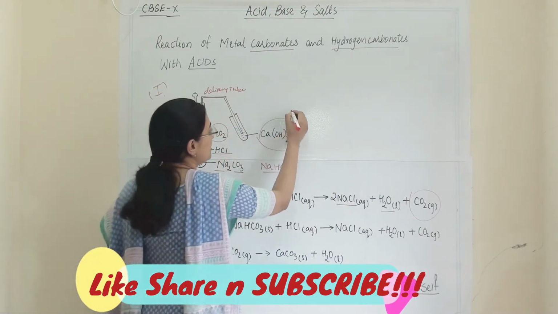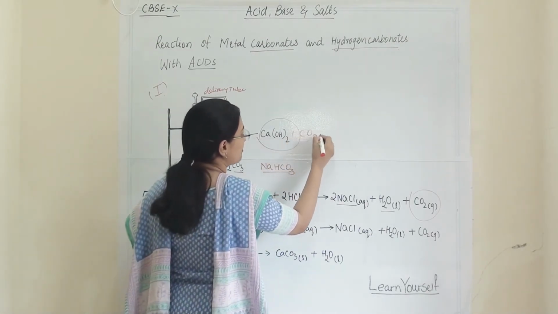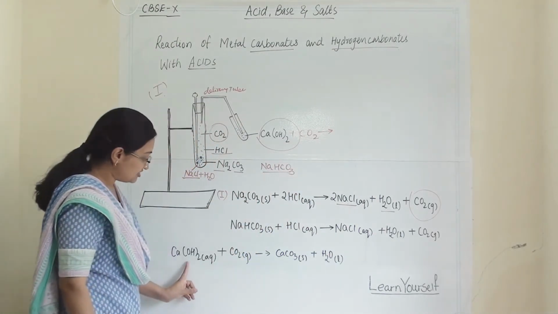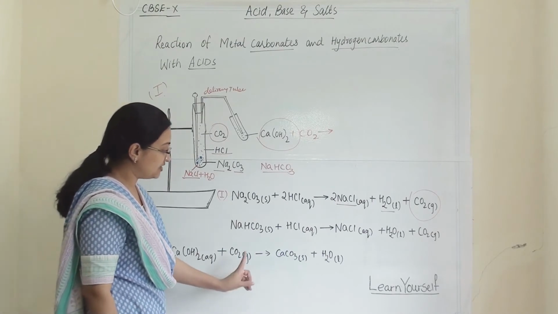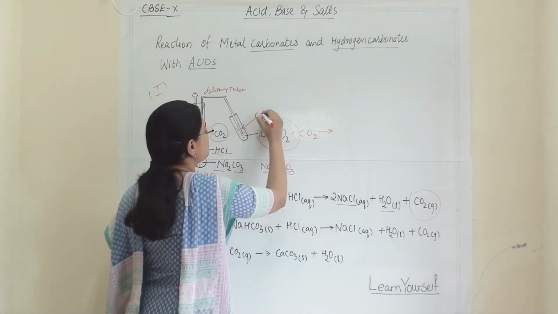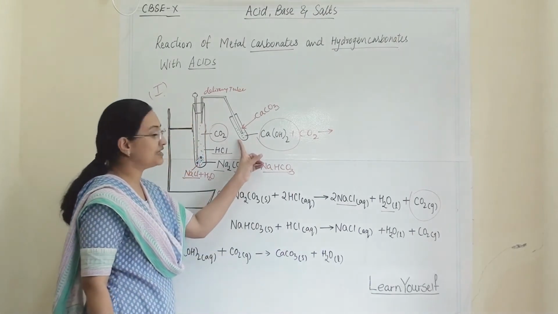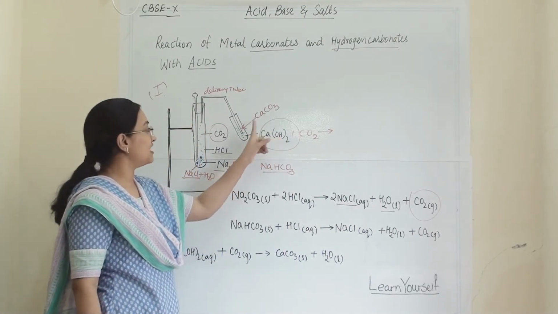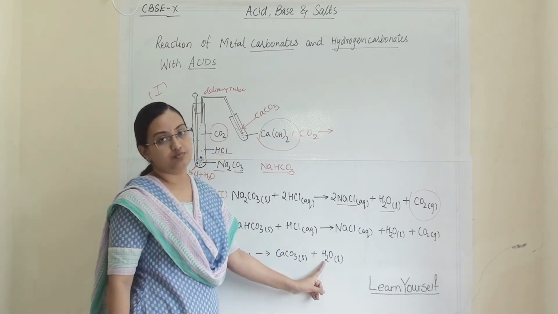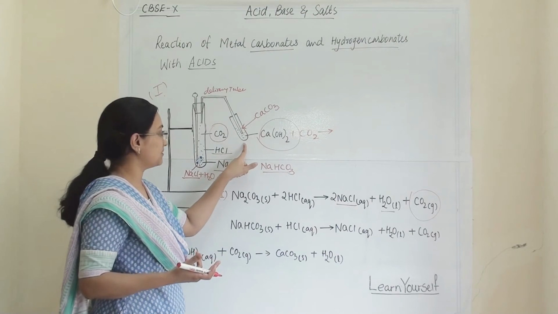Now here these two are going to react, that calcium hydroxide and carbon dioxide will react. So we will get this equation. When calcium hydroxide and carbon dioxide will react, we will get calcium carbonate. So here in this test tube as a product we will get calcium carbonate, and that will be in solid form. So we will get white precipitate of calcium carbonate in this test tube, and along with that a water will be there. You will get a precipitate, a solid substance of calcium carbonate here.